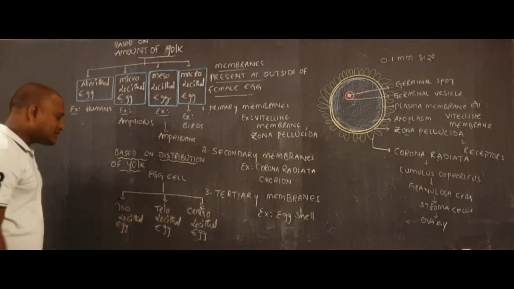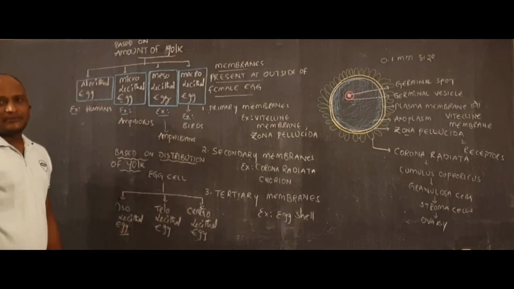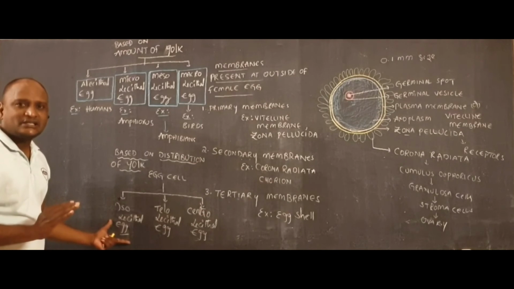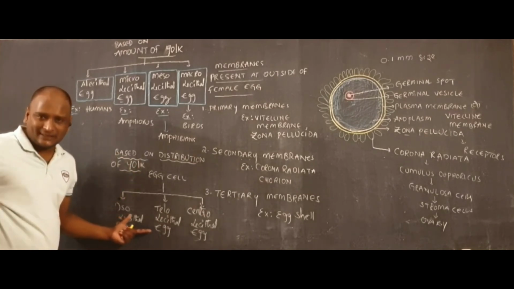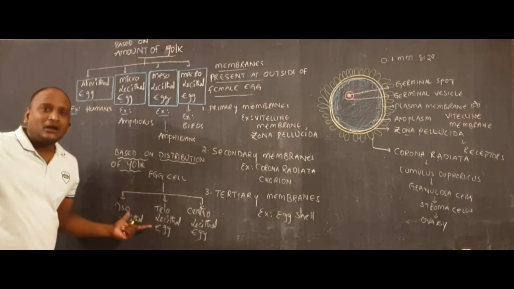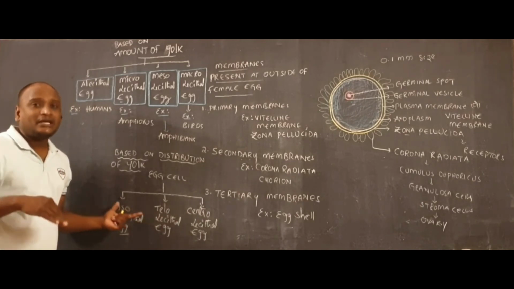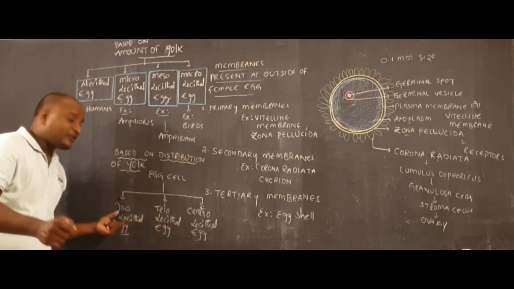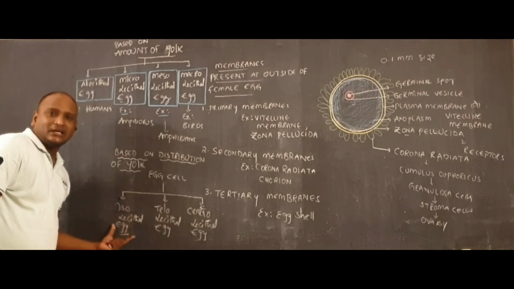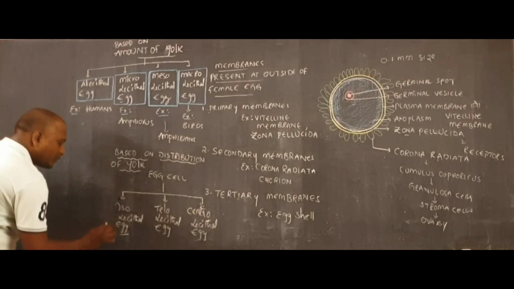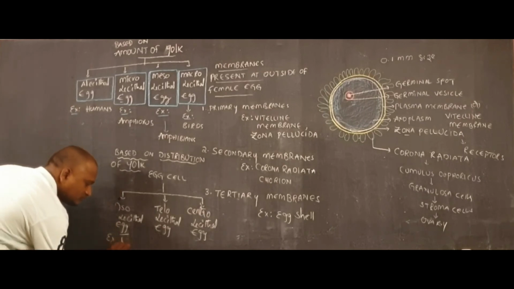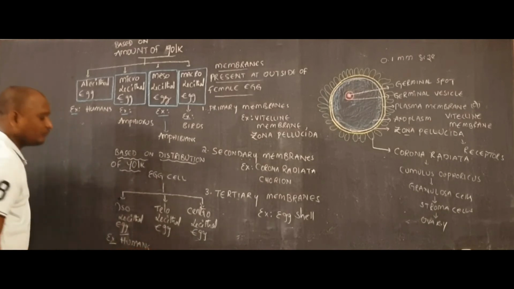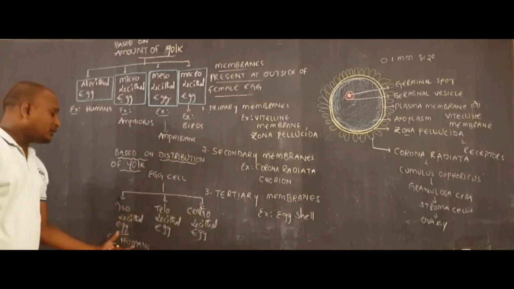In isolethal egg, yolk material is present all over the egg cell. That kind of yolk material distribution is present, and that kind of egg cell is also called isolethal egg. Example, human beings.